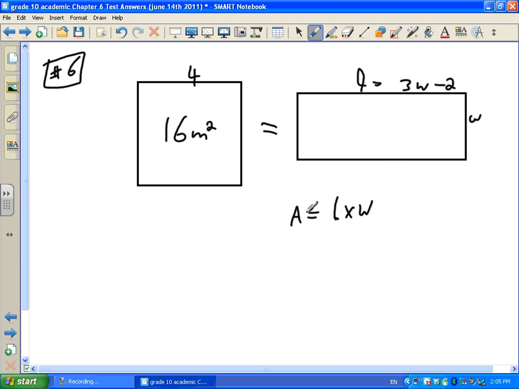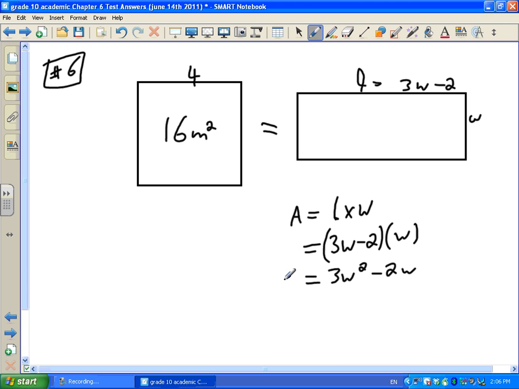Now we have an equation for the L. We're going to replace our length with 3W minus 2, times W. I'm going to distribute that W, so it becomes 3W squared minus 2W. So I've made up an equation for the area of the carpet, but I also know the area of the rectangular carpet is the same as the area of the square.